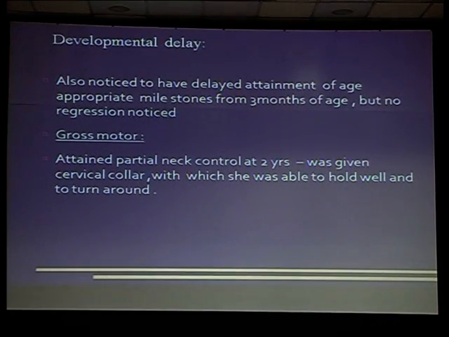Developmental delay: she also gives a history of not attaining milestones appropriate for age, noticed from 3 months of age. She does not give any history of regression of milestones. Going on to the individual domains, gross motor: the child attained partial neck control at 2 years, and was later given a cervical collar, with which she is able to hold well and to turn around momentarily.